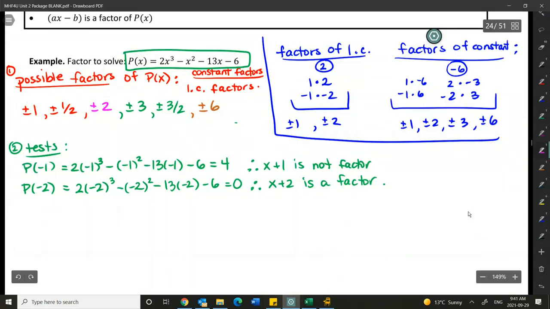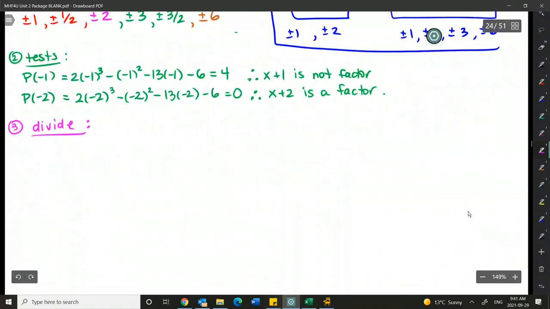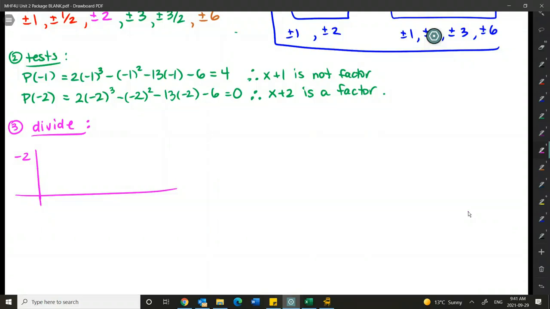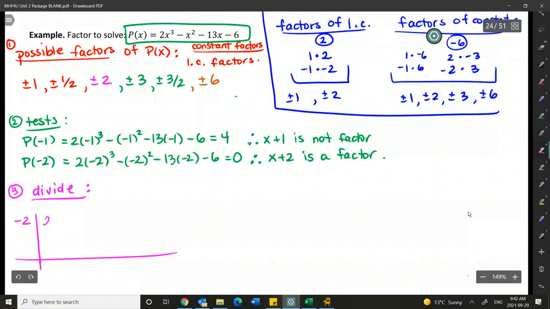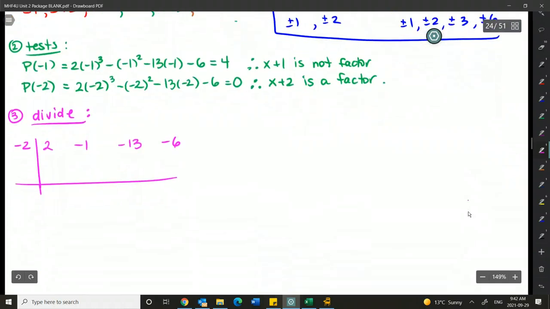Let's divide. Once I've figured out the list of possible factors, pretty much everything else is the same, right? I do the tests, I do the division. I will have to do hard factoring for trinomials if I find a whole number here, right? Because I'll get a result that has a coefficient in front of the x squared term. So I'll have to do hard trinomial factoring eventually here. So 2, negative 1, negative 13, negative 6. We will multiply and then add.